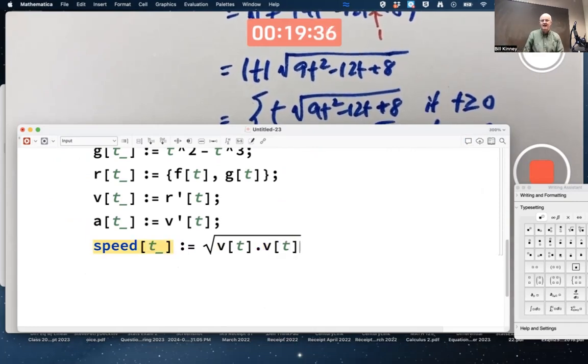Where'd that dot come from? That's the period button, not a star. Don't do a star. Make a note to yourself. Don't do this. Do this. Period in Mathematica does dot product, not star.